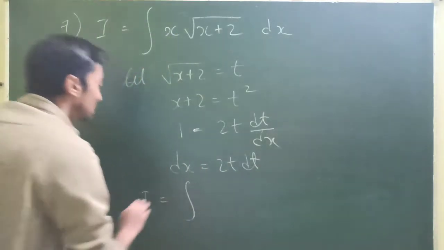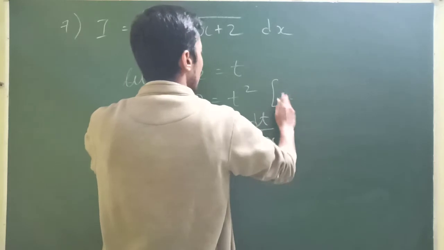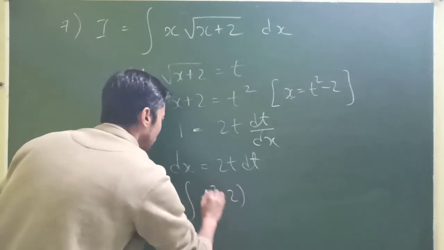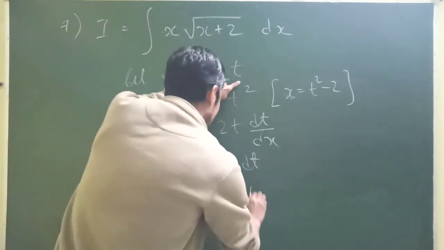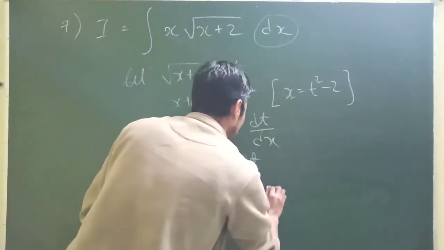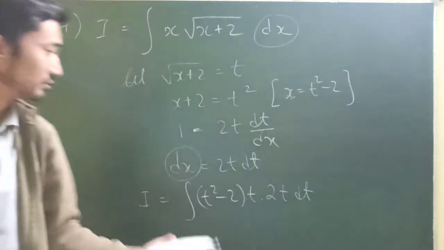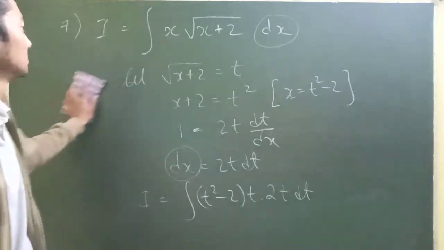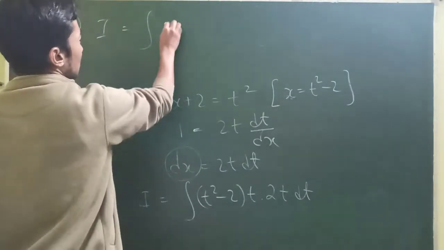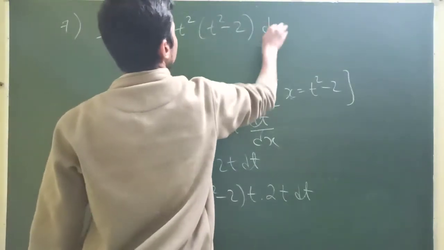So the integral becomes integral of x. So what will be x? In that case, x will be t square minus 2. So that's going to be t square minus 2. What is this value? This I've used as t. What is dx? dx is 2t dt, twice t dt. So then what do we have here? That's going to be twice of t square, times (t square minus 2) dt.